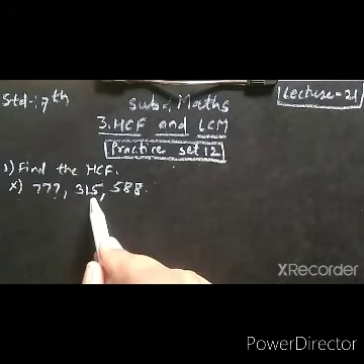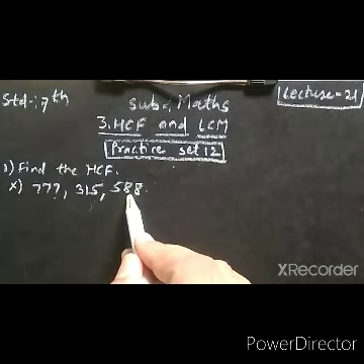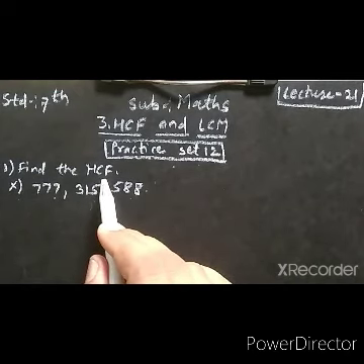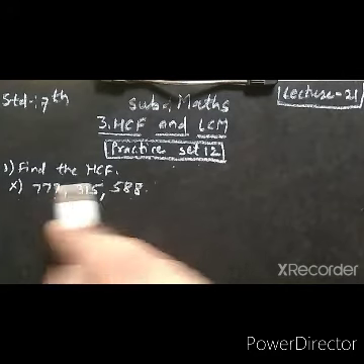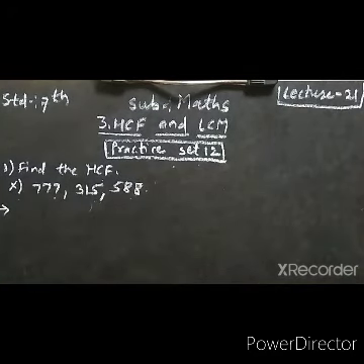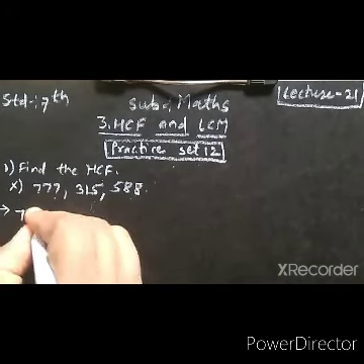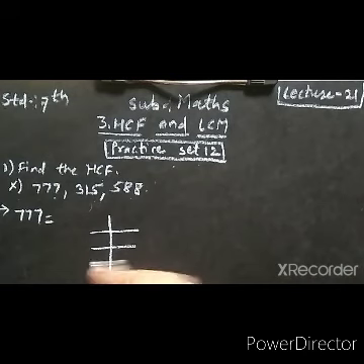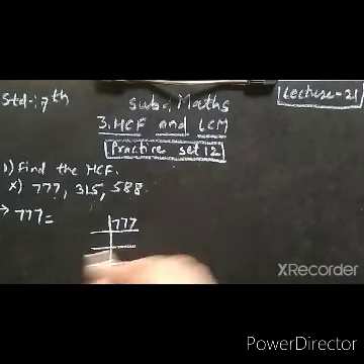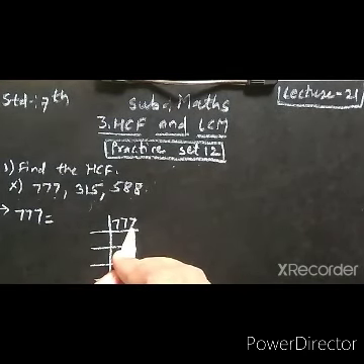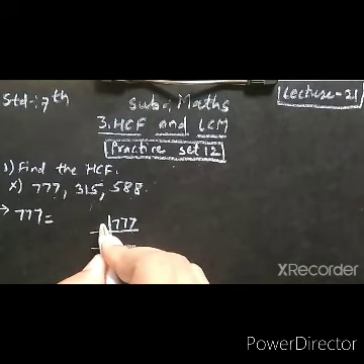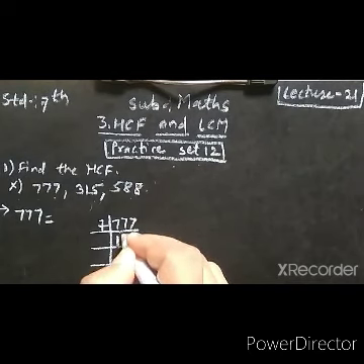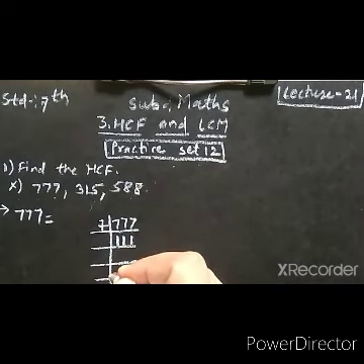777, 315 and 588. So we have to find the HCF of these three numbers. So let us take the first number, 777, and we have to find its factors by using the factorization method. So the last digit is 7, which is an odd number, and it is divisible by 7. Therefore 7 ones are 7.